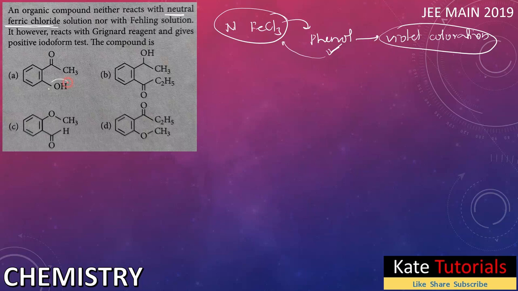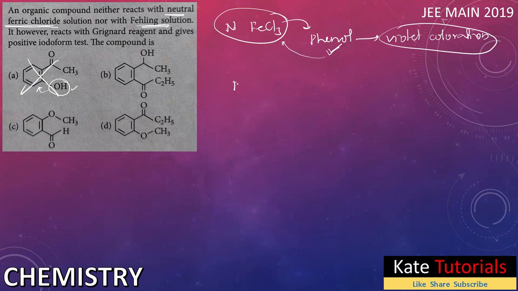But here see, OH attached directly to the benzene ring, we call it phenol. So this is not the correct option, because the organic molecule should not react with neutral FeCl3. Again check, this is anisole. OCH3 is anisole, it is an ether. This is not phenol, this is also not phenol, so this option is ruled out. Next, what they have told: nor with Fehling solution.